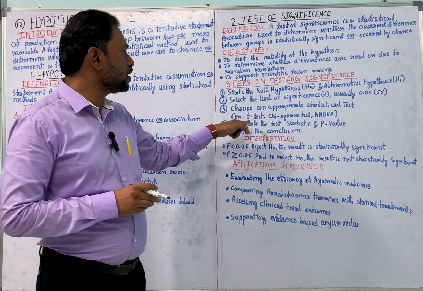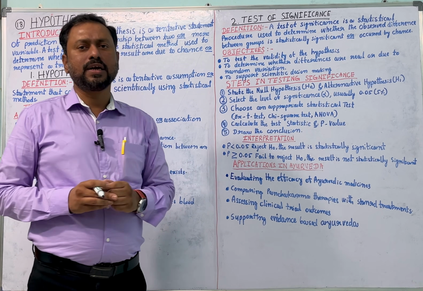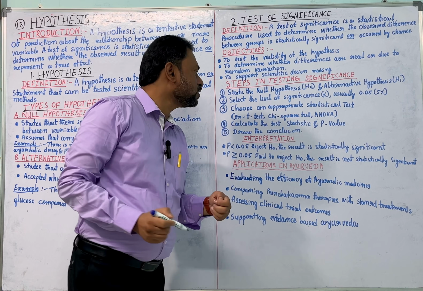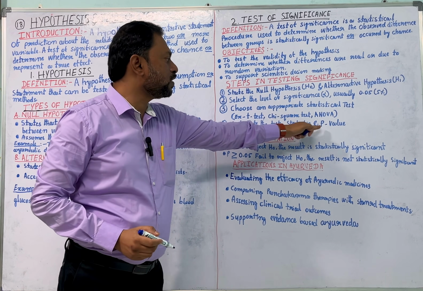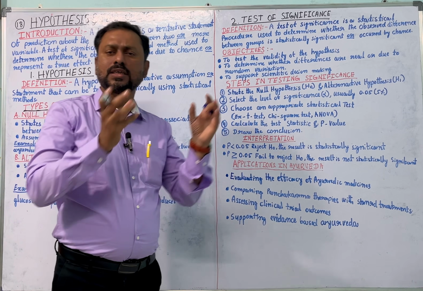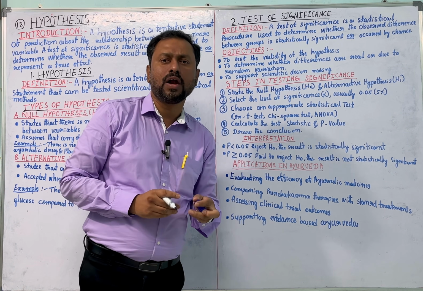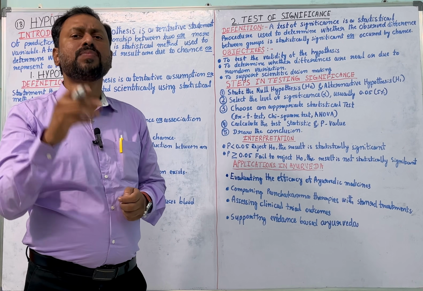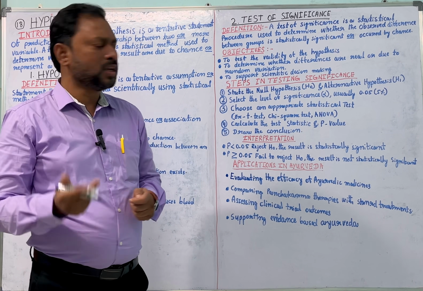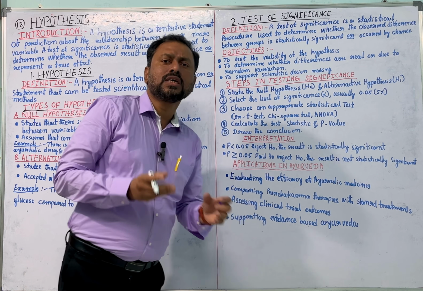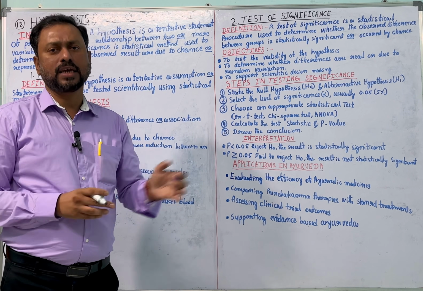The next step, whatever data is coming, we have to collect all the data after using the appropriate statistical test. After that, we have to calculate the test of significance and p values. We have to put all the data in the p value, that is called probability. In that formula, we have to put the data and see the result. After that we have to draw a conclusion about how much result has come.